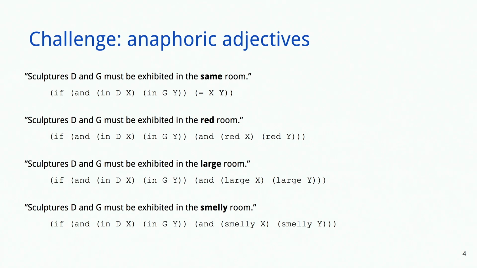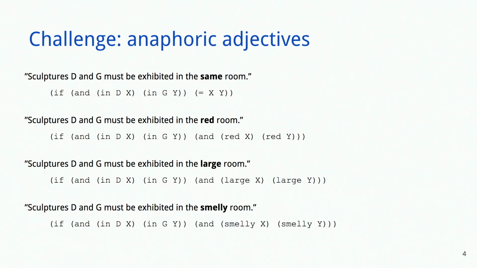Red and large and smelly are ordinary adjectives. They're what's called intersective adjectives. They have semantics which are intersective. Same is a funny kind of adjective. It's called an anaphoric adjective. That refers to the idea that the semantics of same refer back to something earlier in the sentence. The same room is not a specific room or even a room with a specific quality. It's just whatever room D and G are in.